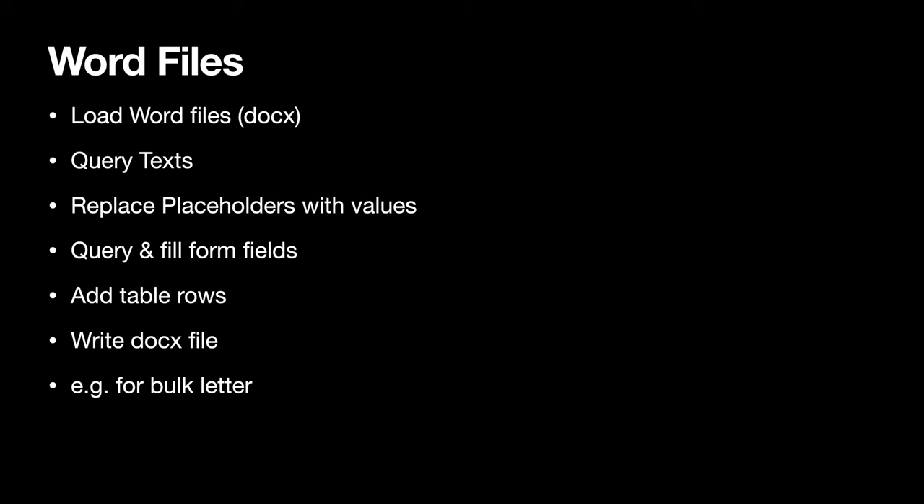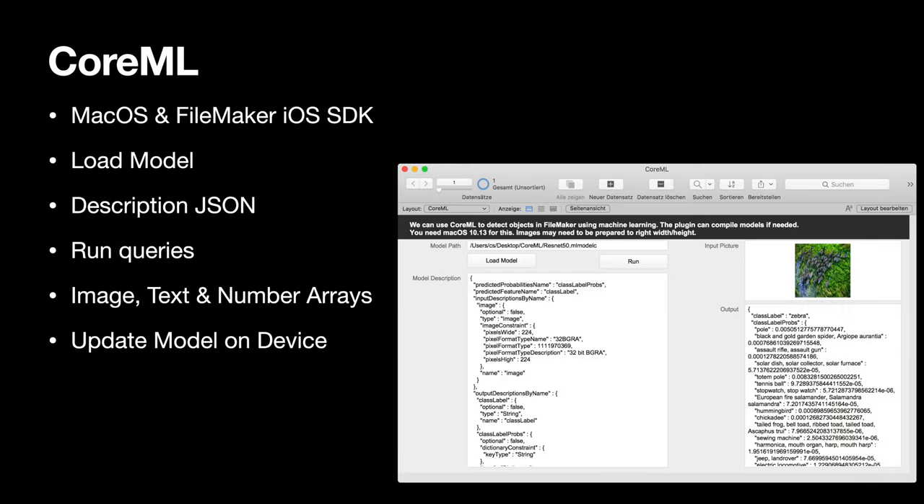Next is machine learning. While FileMaker 19 has some built-in functions for machine learning, you may also want to check out the MBS plugin functions, which do a little bit more and are available in older versions of FileMaker. This is for macOS and iOS only. And to use a plugin on iOS, you need, of course, to use the FileMaker iOS SDK or do everything on the server with PerformScript on server.